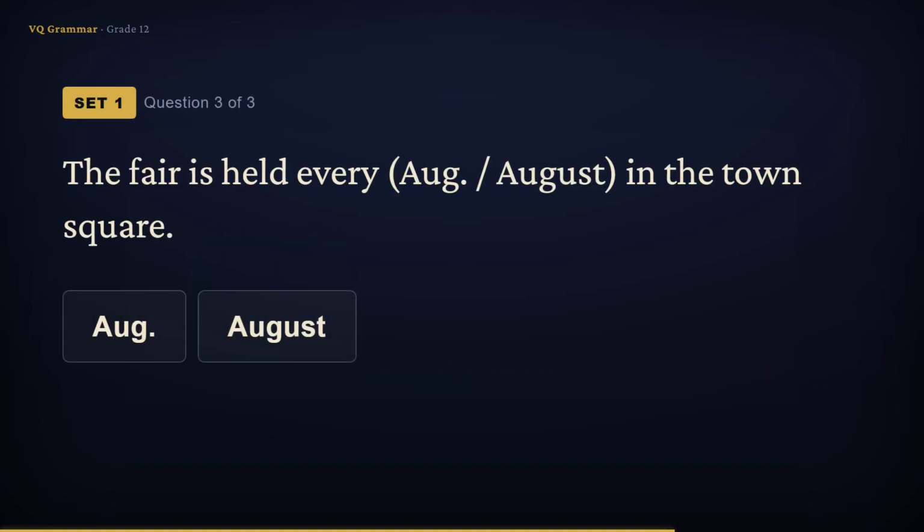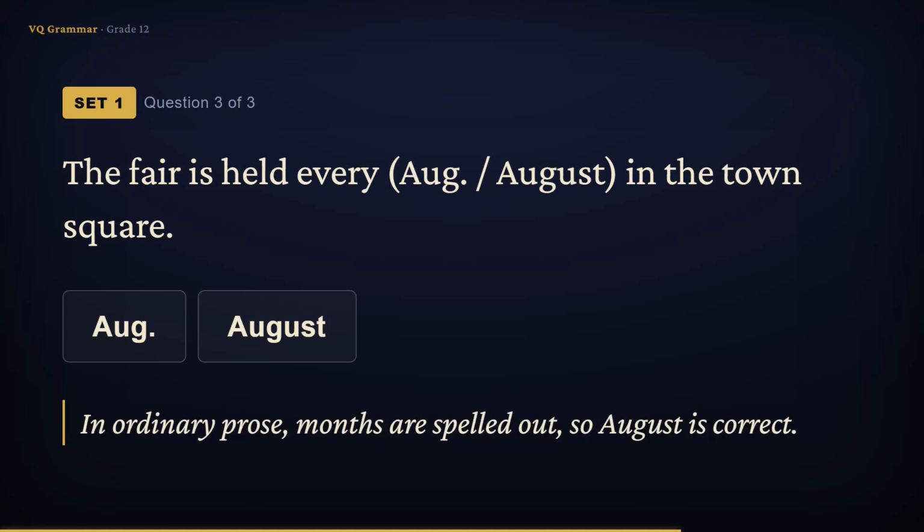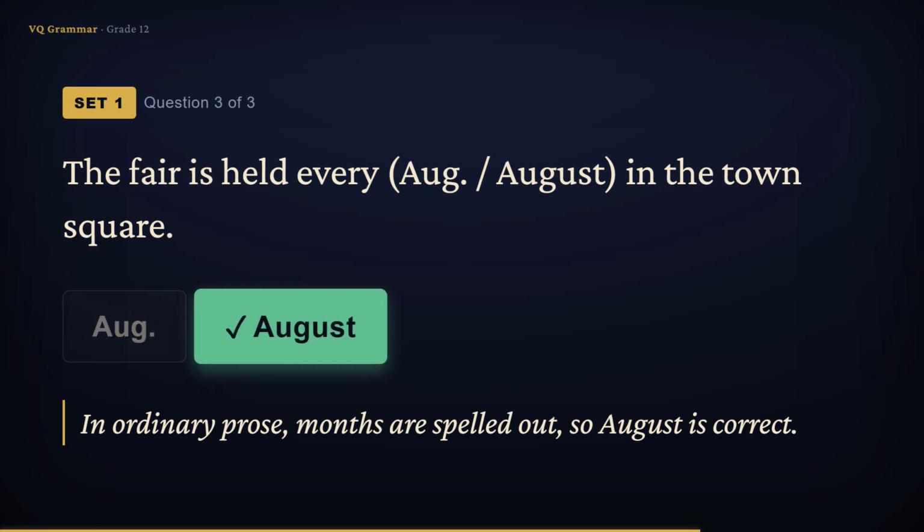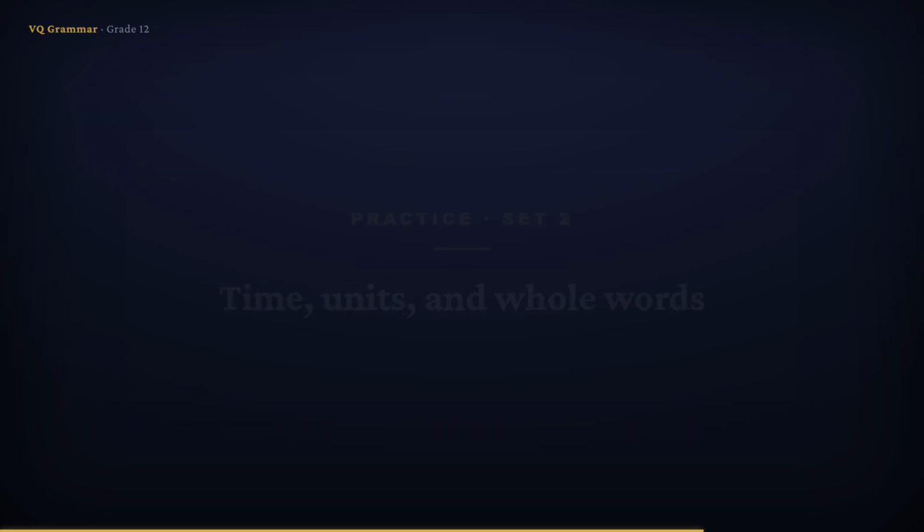The fair is held every blank in the town square. Aug. abbreviated or August in full? In ordinary formal prose, we spell the months out rather than shortening them. So the whole word wins. The fair is held every August in the town square.